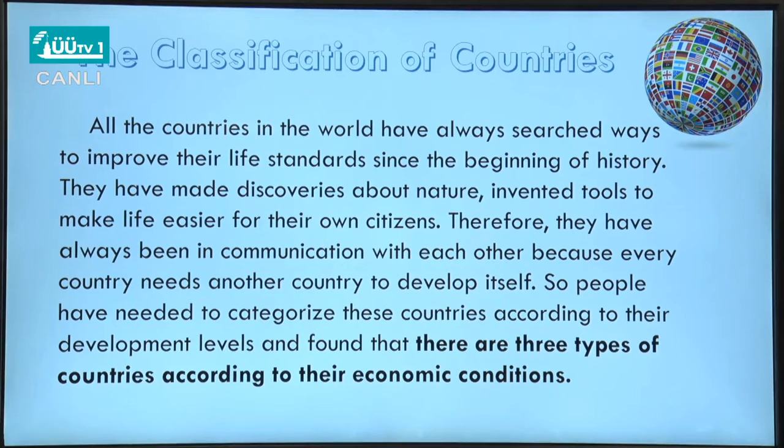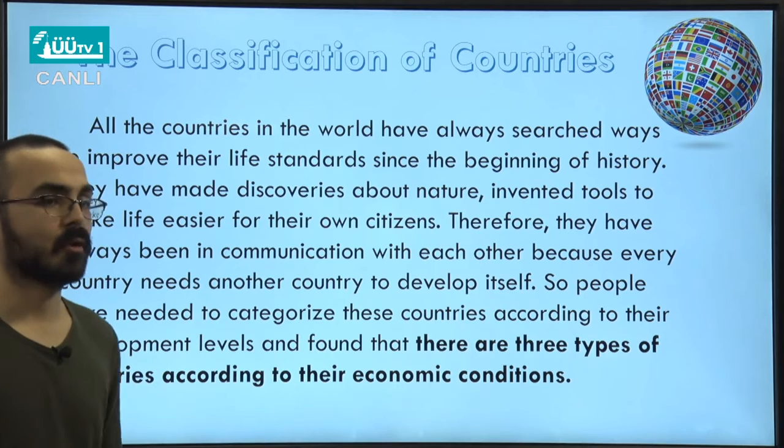All the countries in the world have always searched ways to improve their life standards since the beginning of history. They have made discoveries about nature, invented tools to make life easier for their own citizens. Therefore, they have always been in communication with each other because every country needs another country to develop itself. So people have needed to categorize these countries according to their development levels and found that there are 3 types of countries according to their economic conditions.